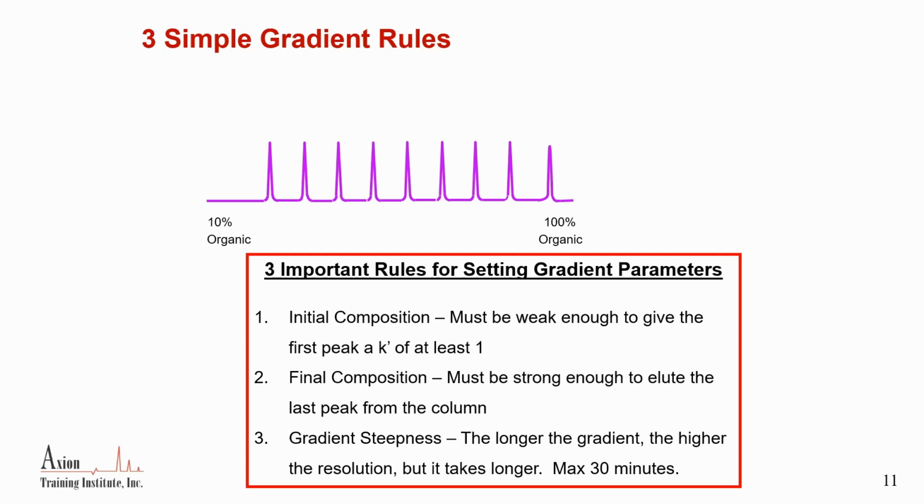So the only thing we really need to decide is how fast we get from initial to final. The faster you get there, the steeper the gradient, the lower the resolution, but it's faster. The longer the gradient time, the more shallow the gradient, it takes longer, but you get more resolution. So all you have to do is decide how much resolution you want, how long you're willing to wait.